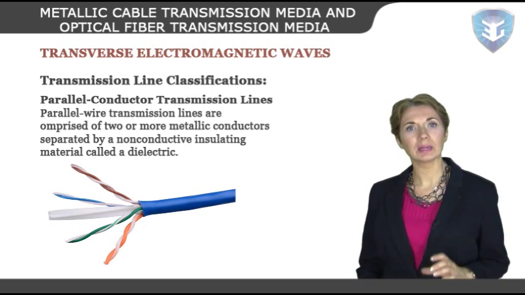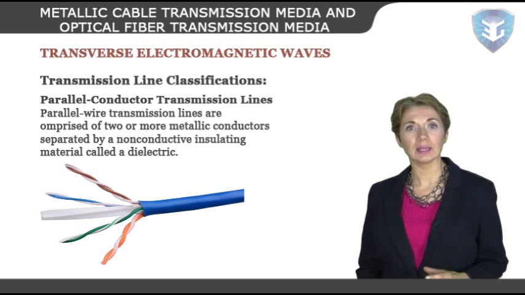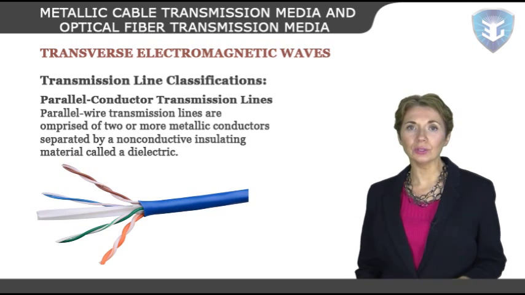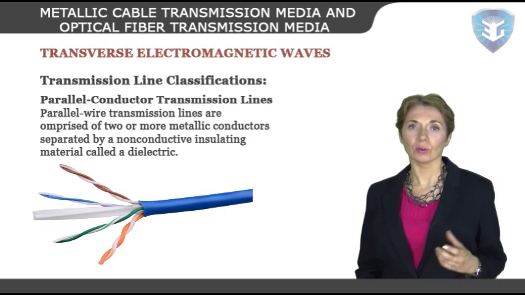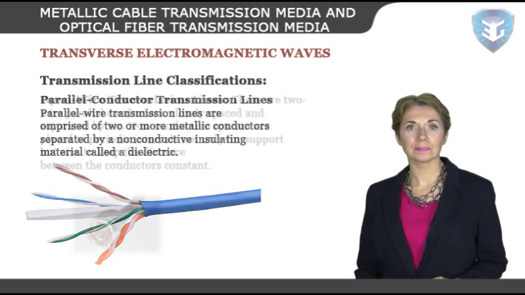The most common parallel conductor transmission lines are open wire, twin lead, and twisted pair, including unshielded twisted pair, or UTP, and shielded twisted pair, or STP.